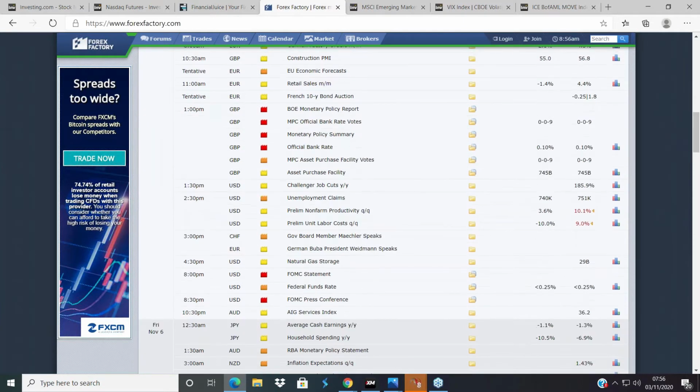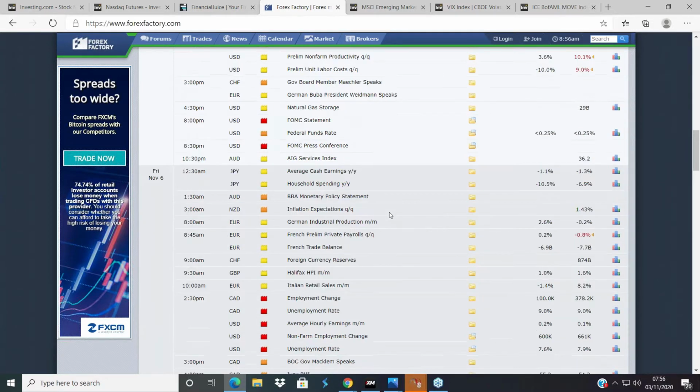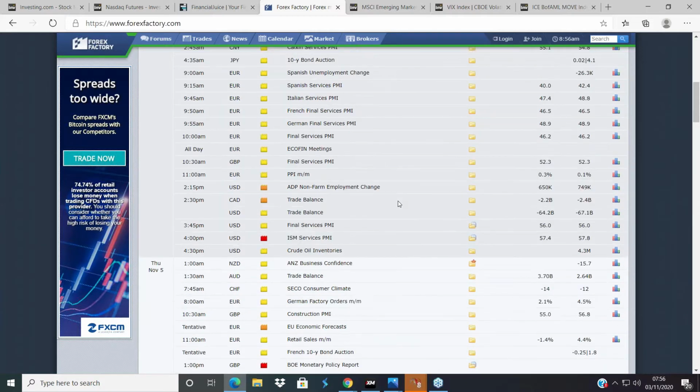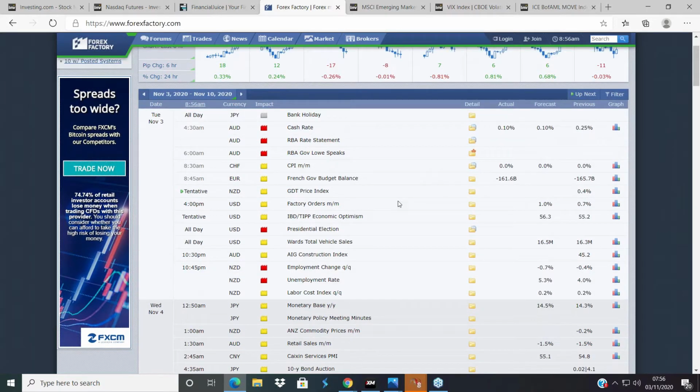And please keep a close eye on your calendars. On Thursday, we've also got the BOE. So as I said, data doesn't stop, and here is the NFP, which is coming in on Friday. But of course, the one event that is overriding everything is obviously the US election.